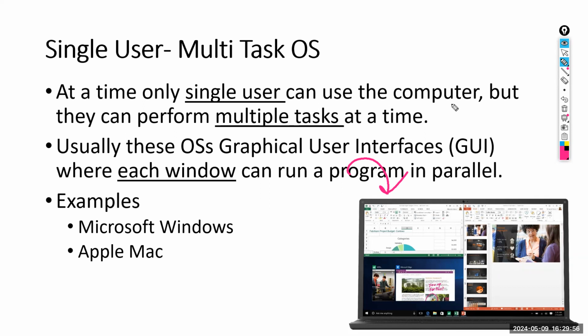A single user can access the system at a time, but the single user can run multiple programs at the same time in different windows. A very good example is Microsoft Windows. It's predominantly a single user multitask OS. Of course, we can configure it to be multi-user multitask as well, but by default, single user multitask.